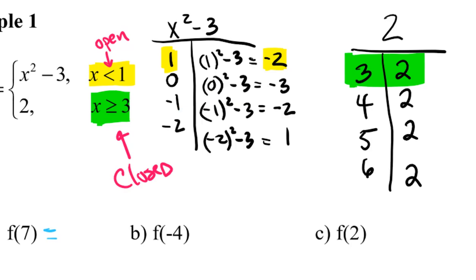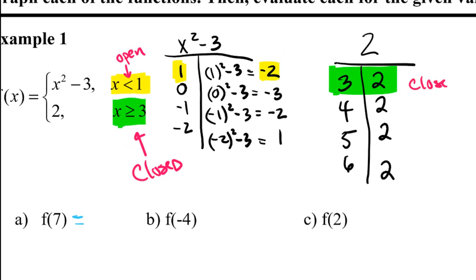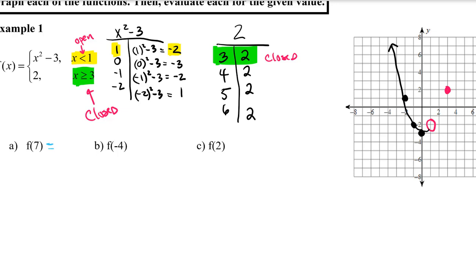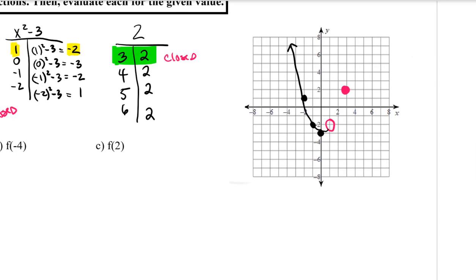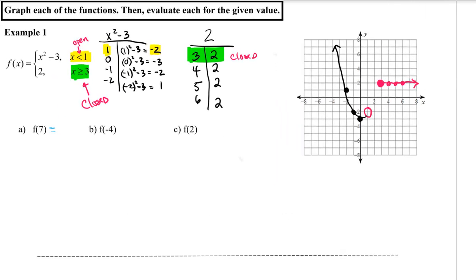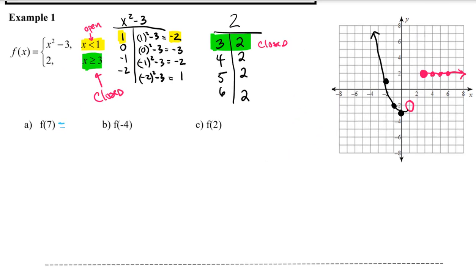So at the coordinate (3, 2), that's going to be a closed dot, right? So (3, 2), boom, we put a closed dot right there. And then (4, 2), (5, 2), it's just going to keep going this way forever and ever because it doesn't end, right? And that's all you have to do to graph that piecewise function. That picture would be the representation of our piecewise function.